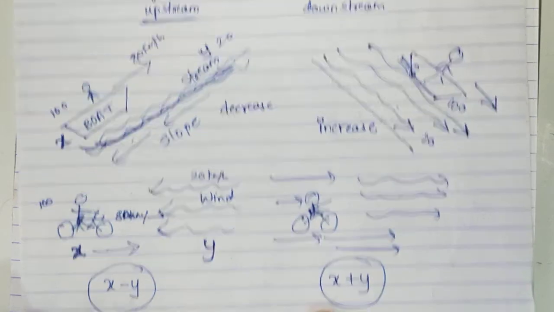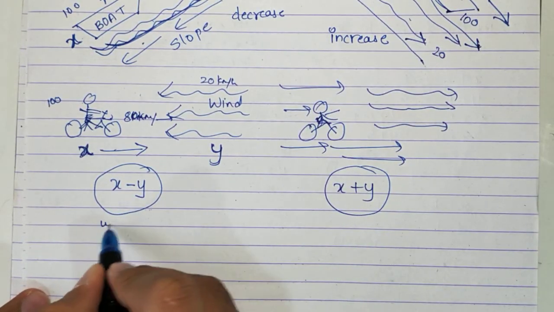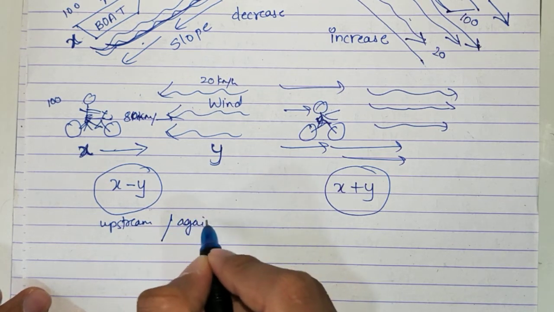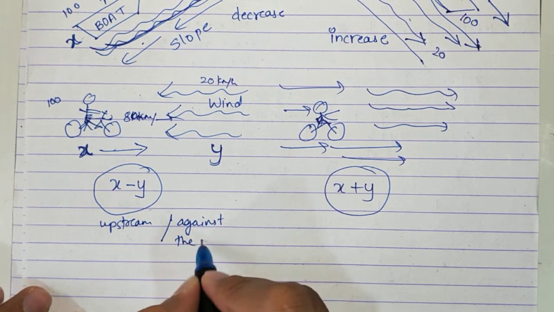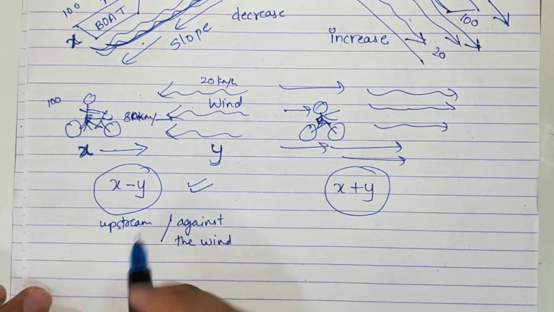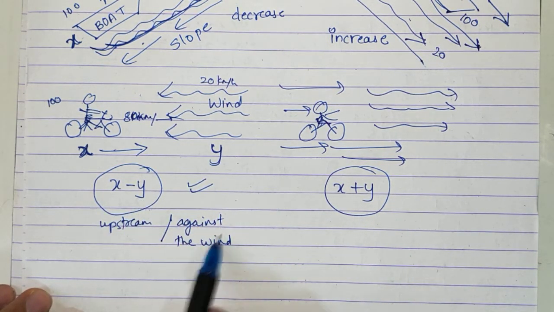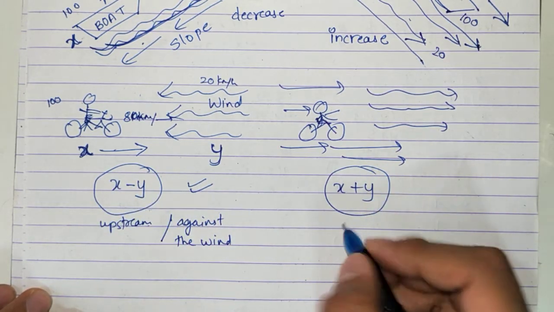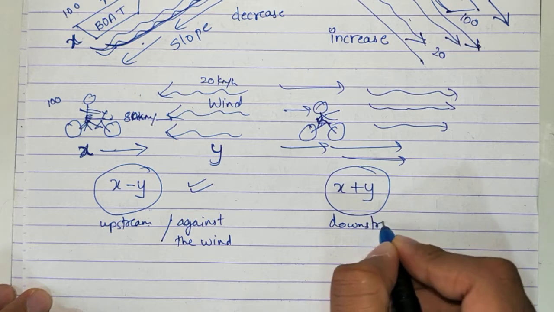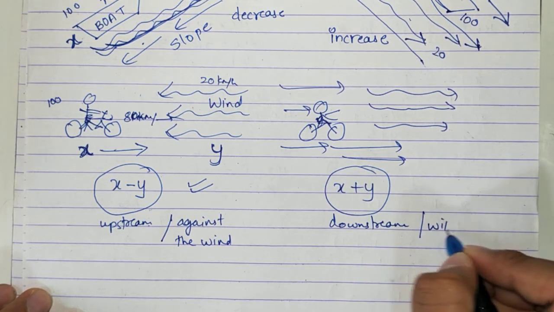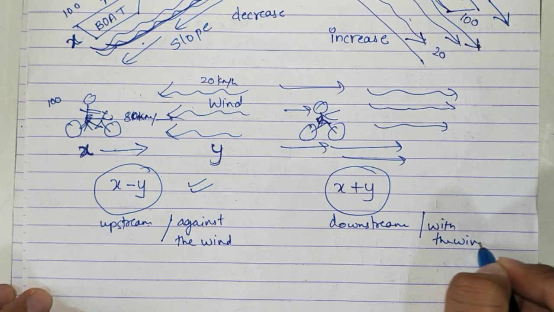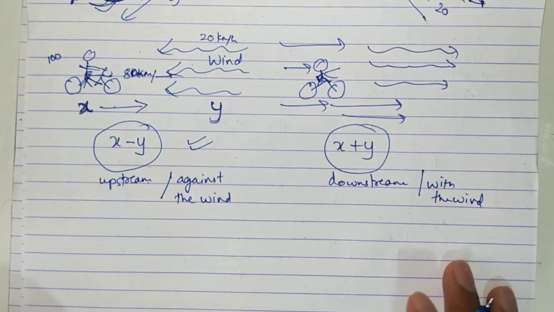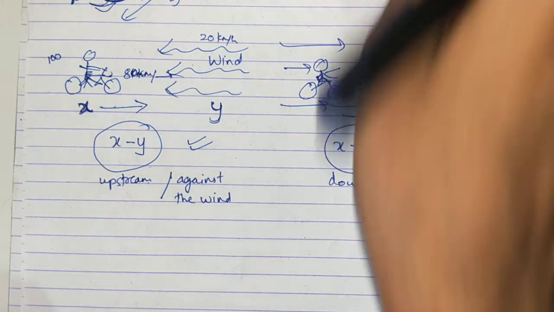Now you have to note these 2 points, that whenever they give you upstream or against the wind, note it down. If they say against the wind or upstream, the speed is x minus y, and if they say downstream or with the wind, the speed will be x plus y. Okay, very good.